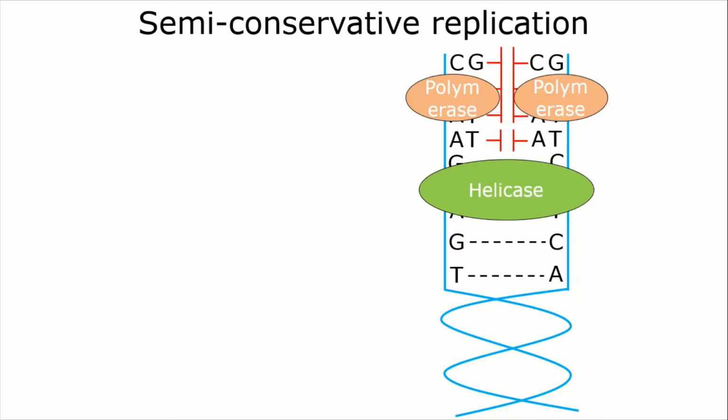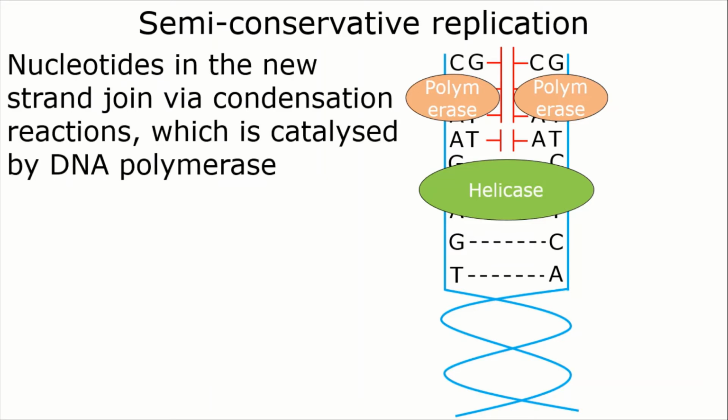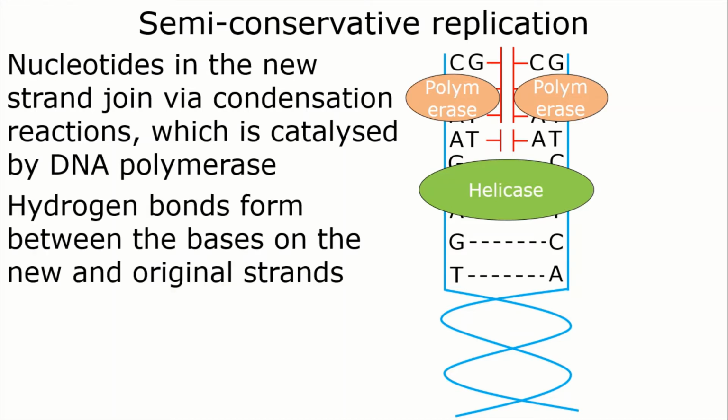Now, as this occurs, another enzyme gets involved, and this enzyme is DNA polymerase. As well as hydrogen bonds occurring between the base pairs, the sugar phosphate backbone in DNA needs to be formed, and this occurs by condensation reactions, and DNA polymerase catalyzes these reactions. So we think back to the last video, in a nucleotide, the sugar from one nucleotide forms a phosphodiester bond with the phosphate group on another nucleotide, and this allows our sugar phosphate backbone to occur.